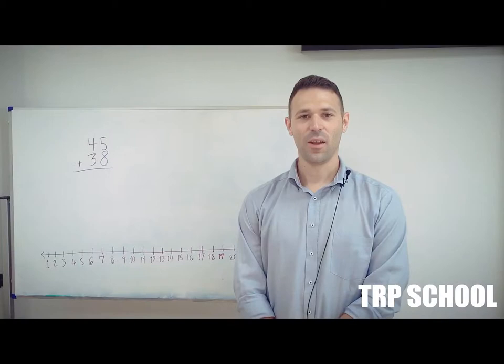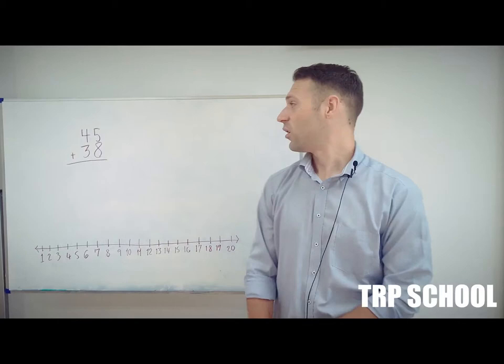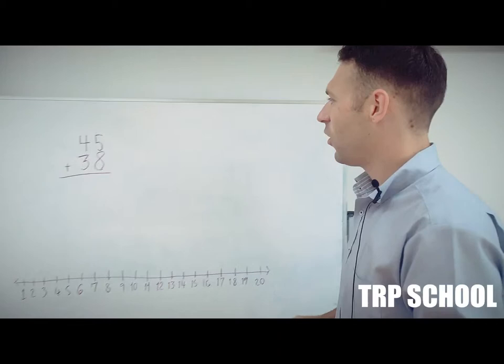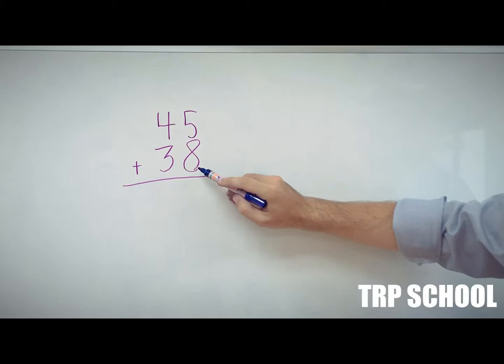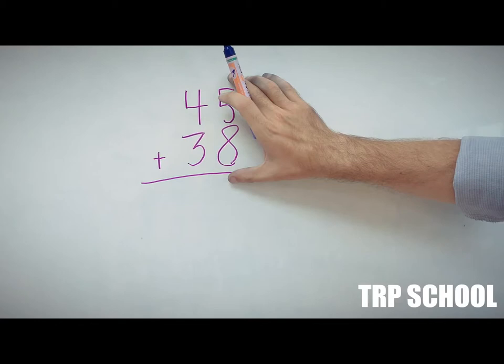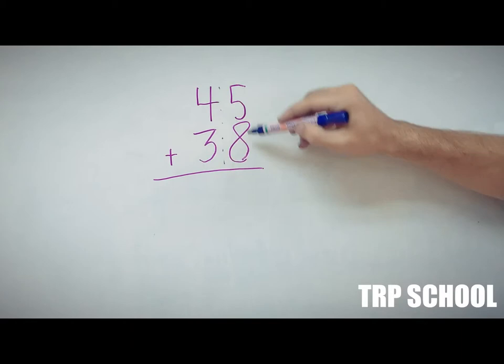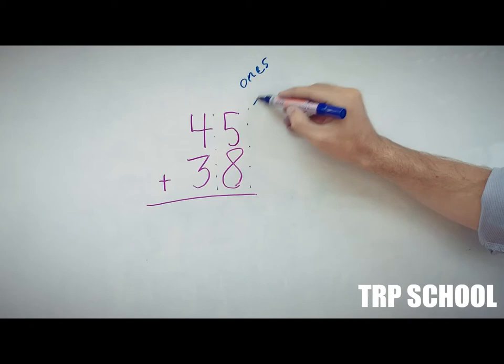Hello everyone. This time we're going to be looking at a problem with addition using 2 two-digit numbers. Let's start by looking at our problem. We have 45 plus 38. What we want to do first is separate the ones place from the tens place. I'm going to write ones, since this is my ones place.